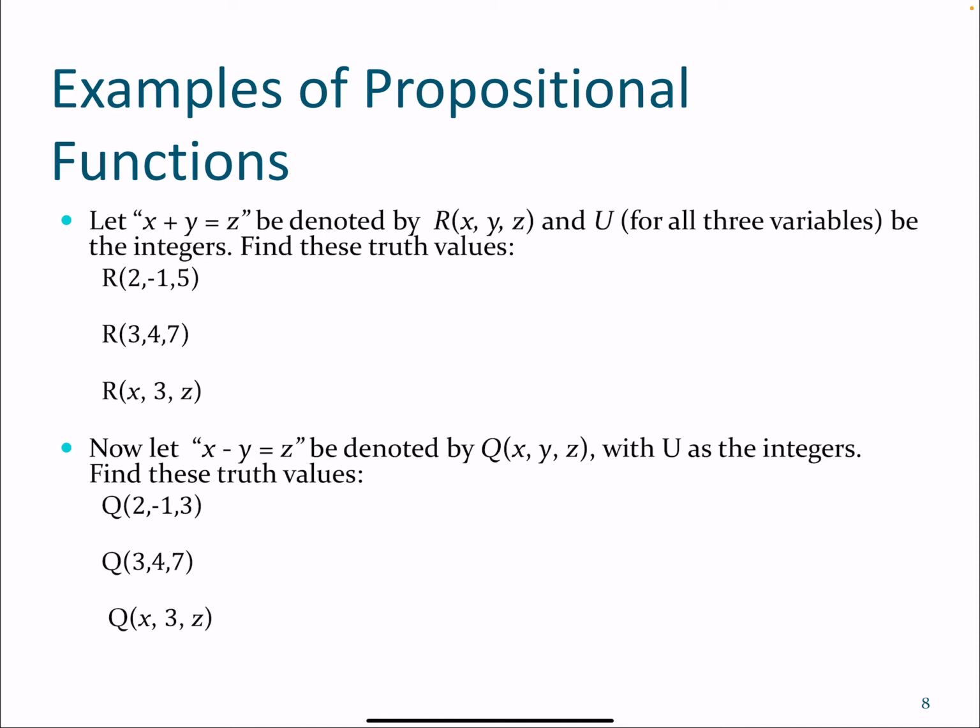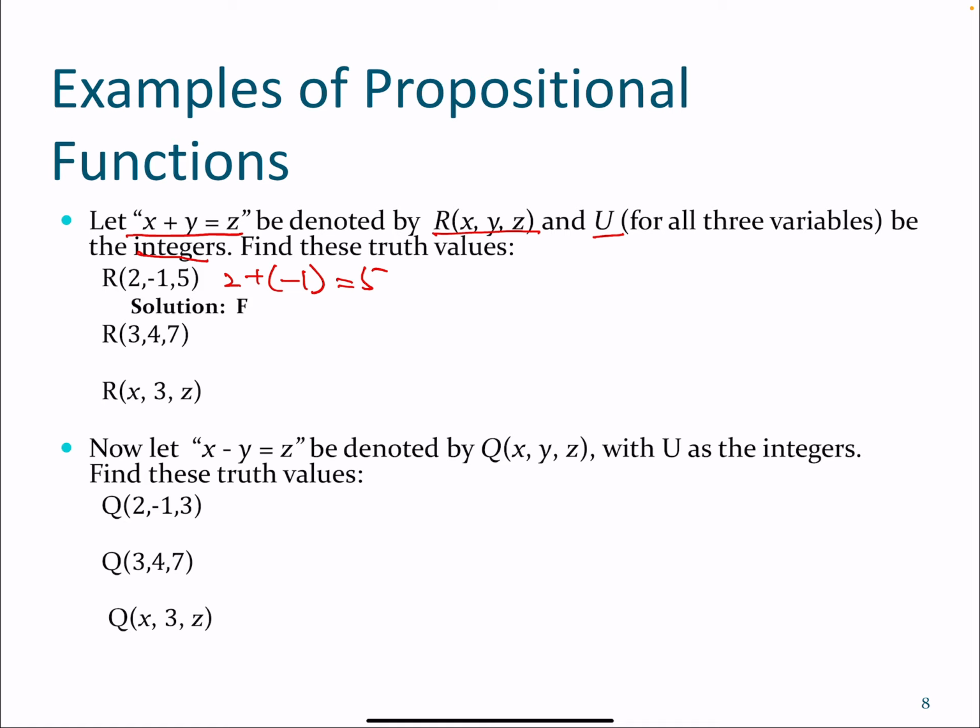Let's look at examples of propositional functions and their true or false values. Let's say R(x, y, z) is this propositional function, and U is the integers for all three variables. Let's find out the truth values for the following expressions. First of all, R(2, -1, 5). That actually means 2 plus -1 equals 5. So what is the truth value for this expression? Of course, it's false.